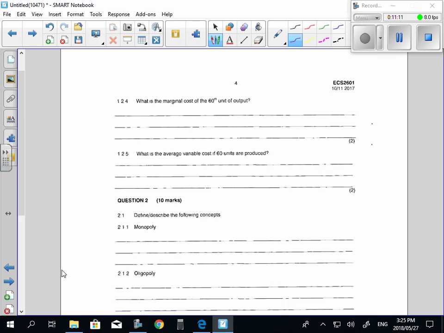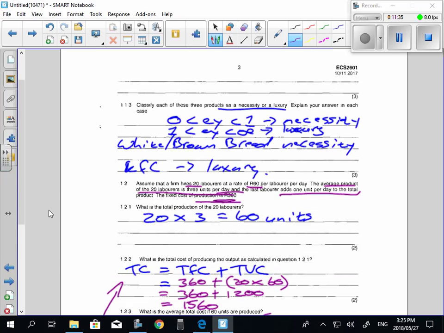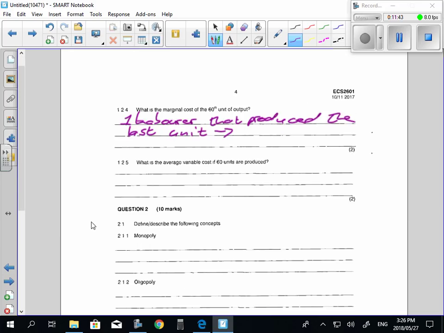What is the marginal cost of the 60th unit of output? It was the one laborer that produced the last unit. So therefore, what did we pay that laborer to produce that last unit of output? 60 Rand per laborer per day. So it cost us 60 Rand.